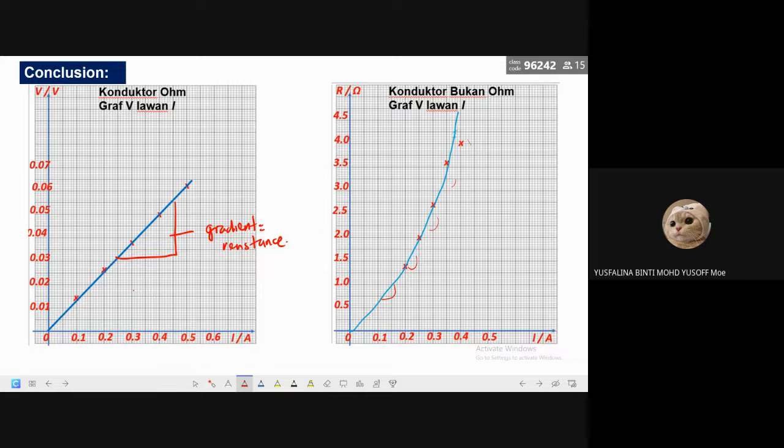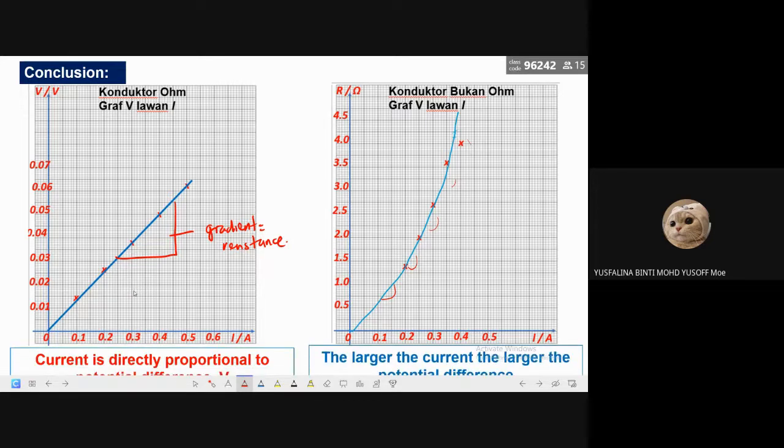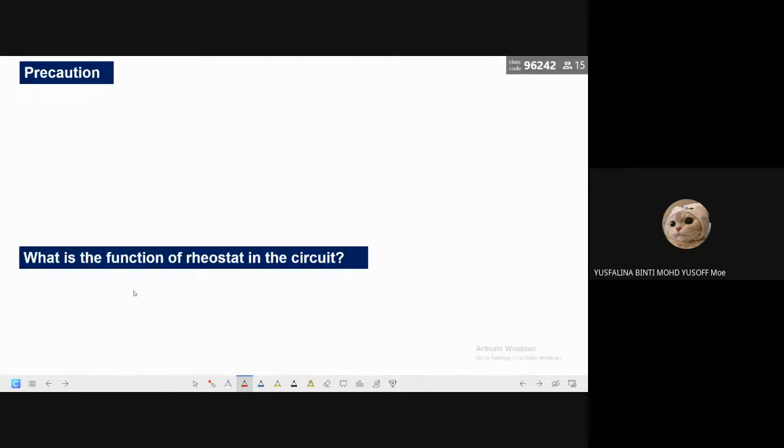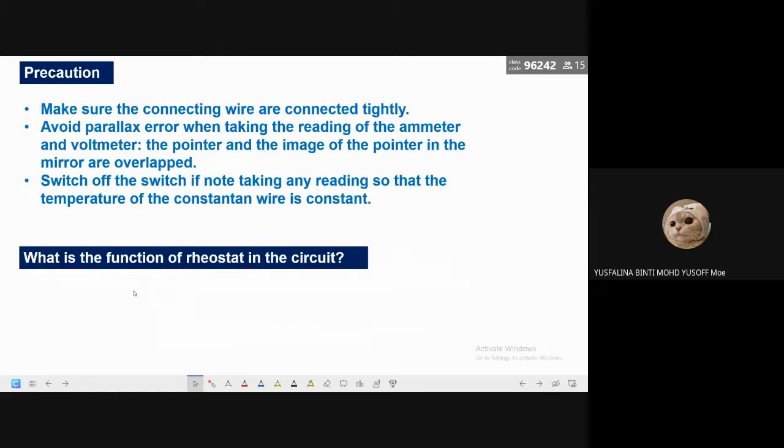Okay. So the larger the current, the larger the potential difference. This one, the current is directly proportional. Okay, so precautions. This is for electricity.